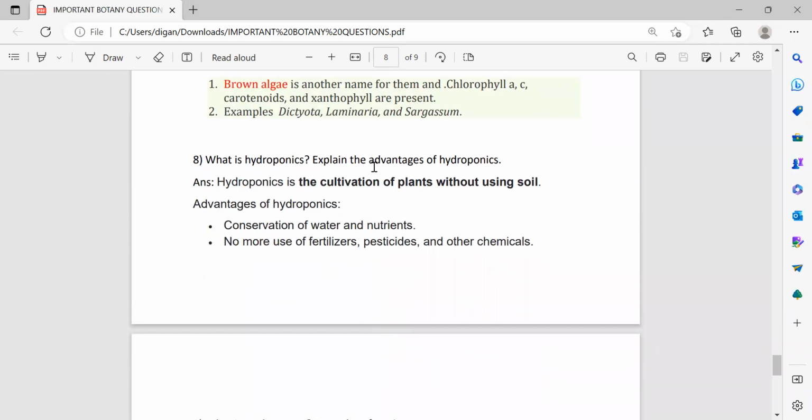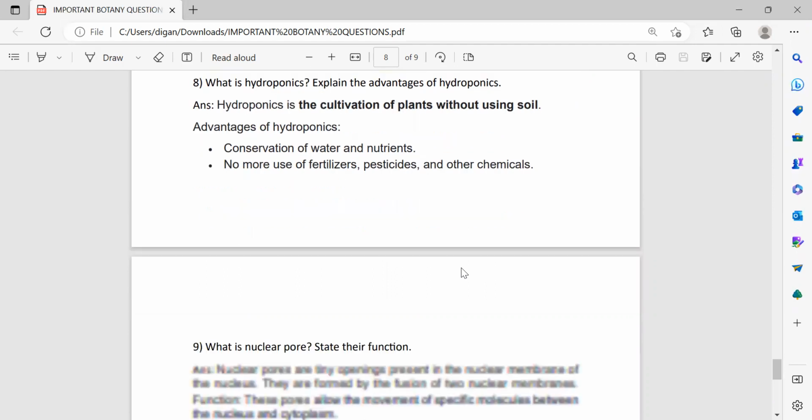What is hydroponics? Explain advantage of hydroponics. Hydroponics means cultivation of plants without using soil. And the advantage is conservation of water and nutrients, and no more use of fertilizer, pesticide, and other chemicals.